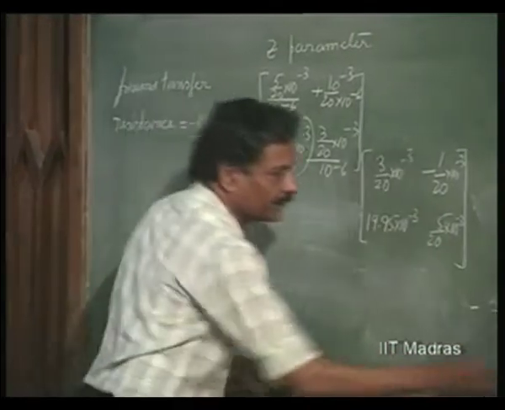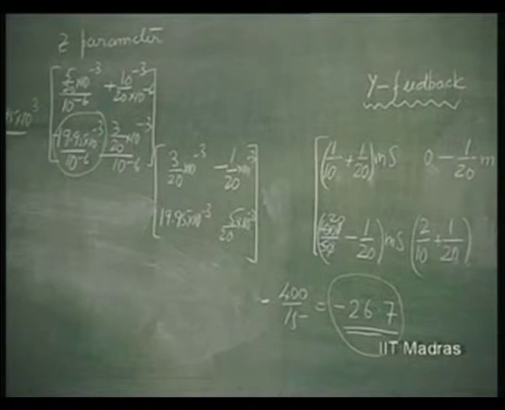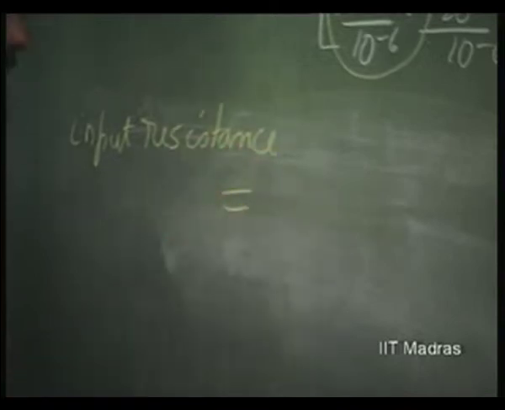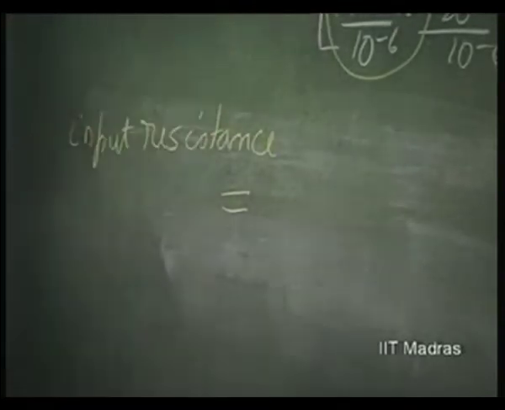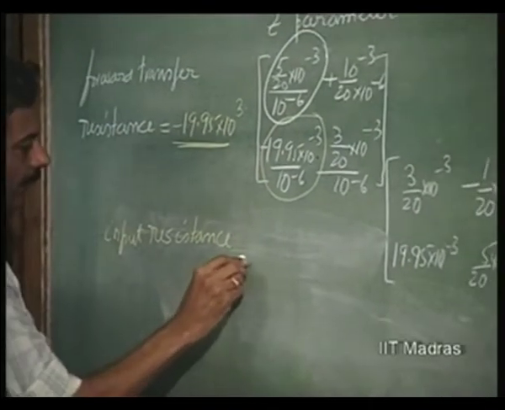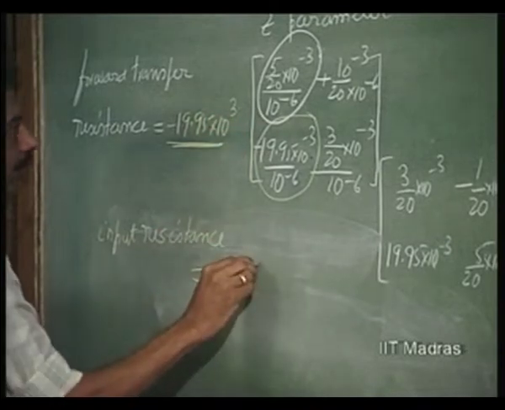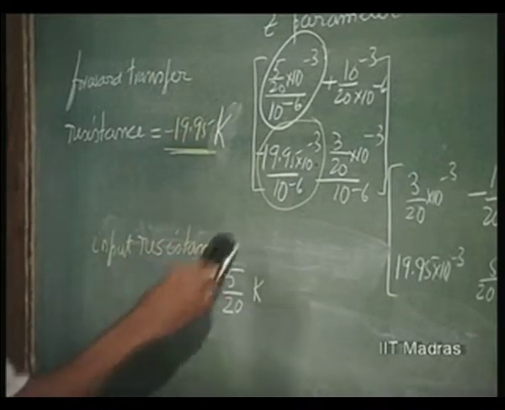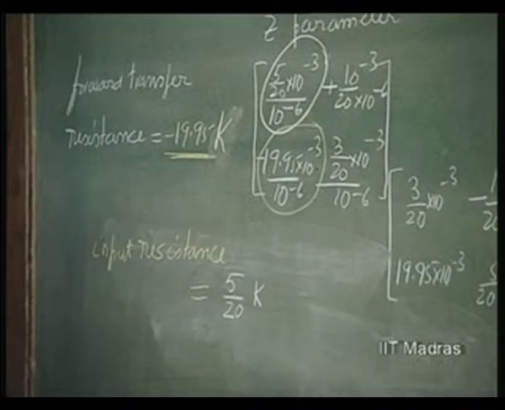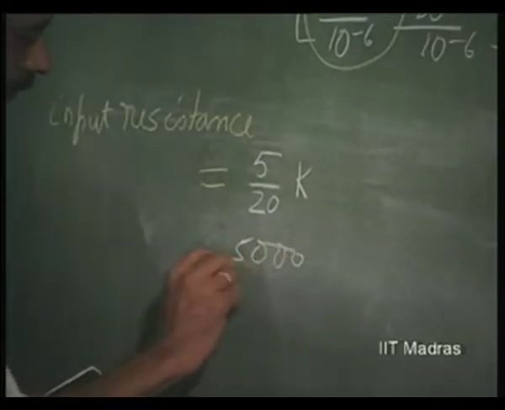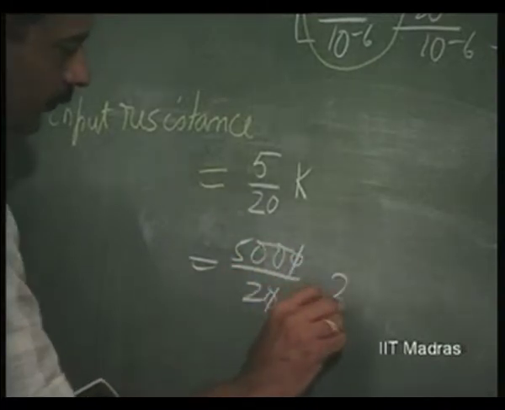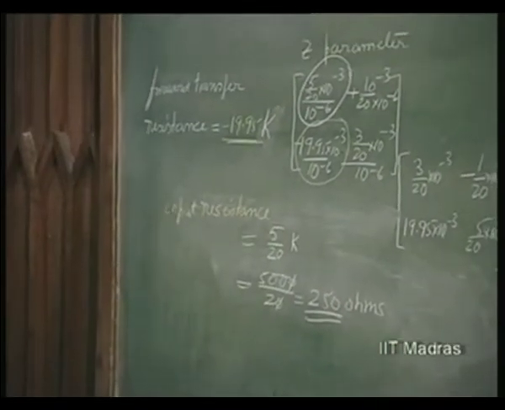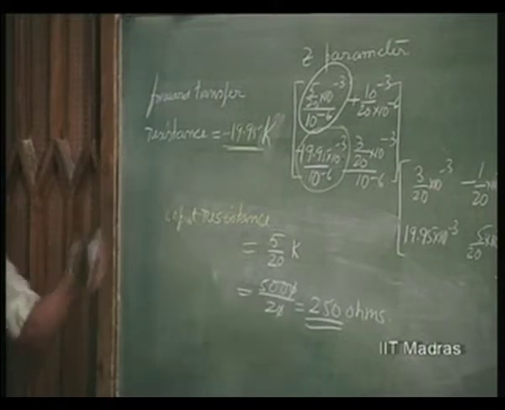Then the input loop gain is already evaluated, right. Input resistance is nothing but 5 by 20 kilo ohms, which is really speaking 5000 divided by 20, 250 ohms. So, input resistance is pretty low.